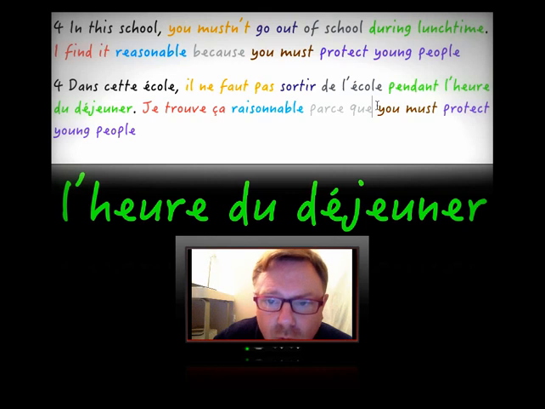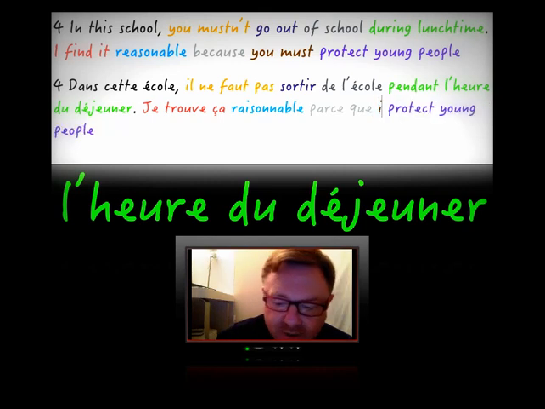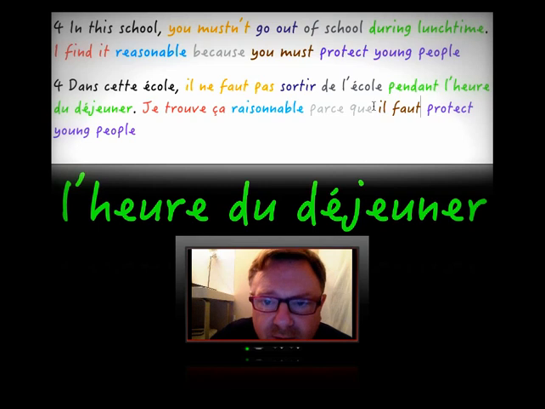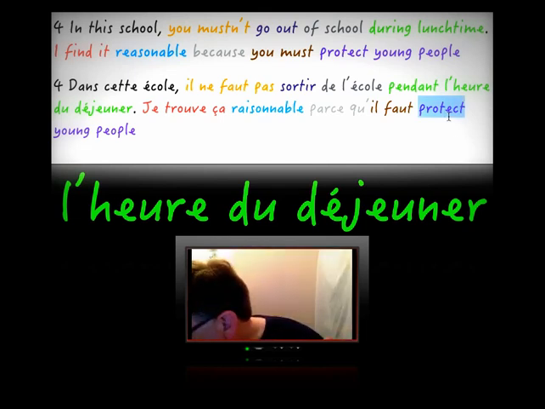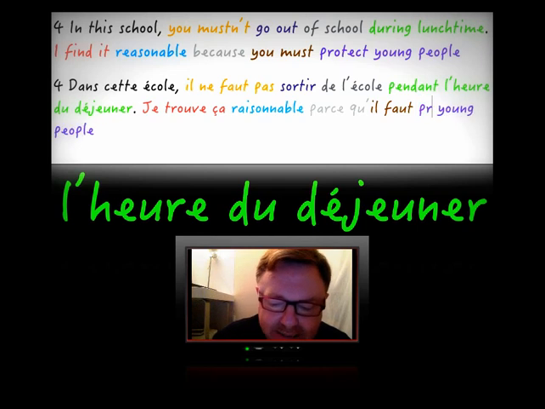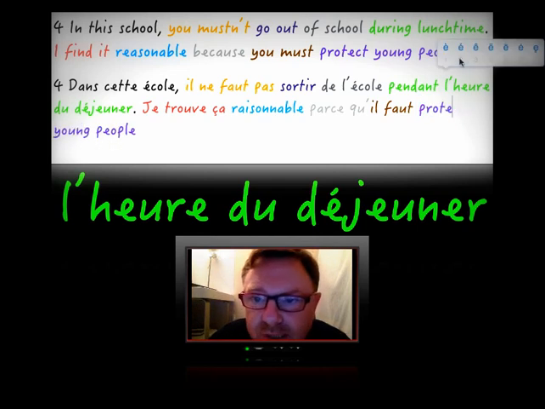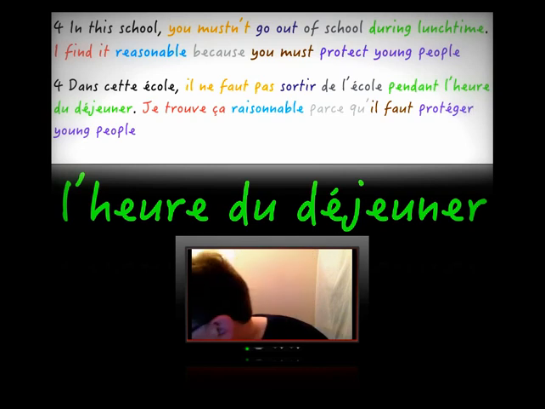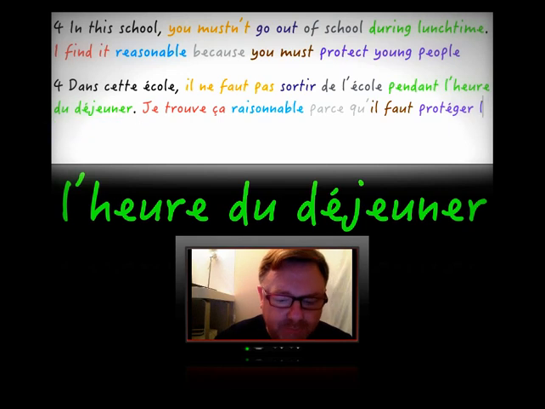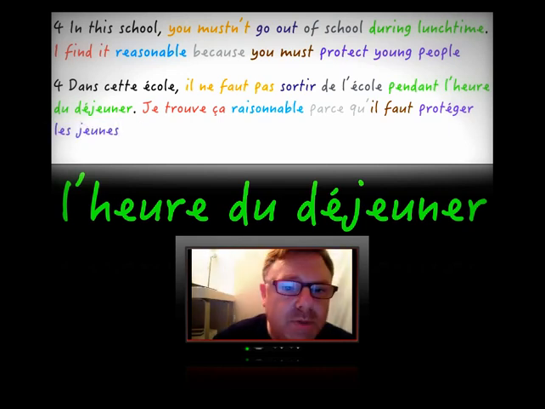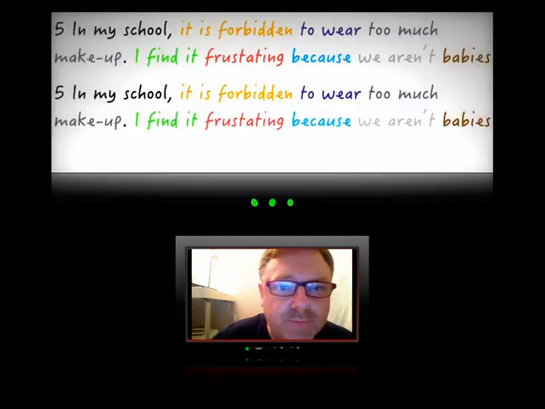Now, il faut. So let's have a look at what we've got here. So you got il faut. Okay, we have vowel backing on vowel. Tied it up to parce qu'il faut. Okay, because you must. Now, to protect, ladies and gents, is protéger. Okay, protect your protégé. So protéger. And then the young people, okay, les jeunes. Okay, les jeunes, comme ça, mesdames, messieurs.